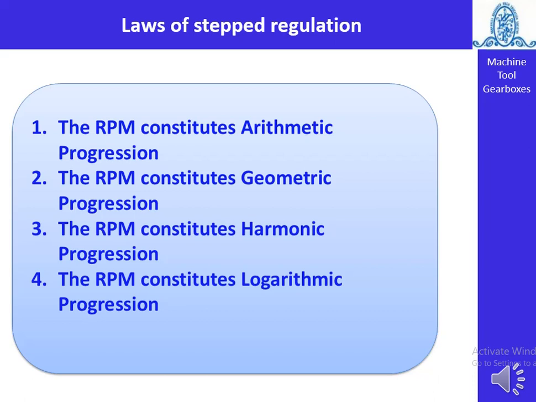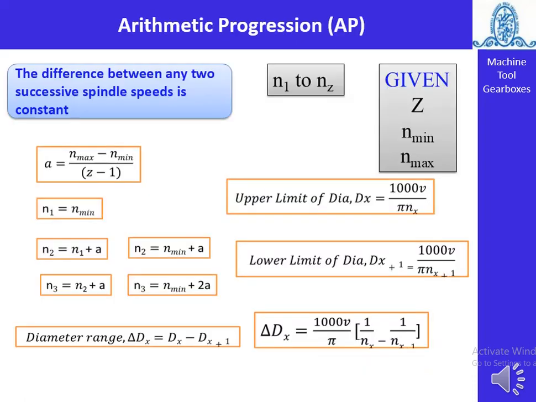So, the various laws of step regulation. There are 4 laws of step regulation in machine tool gearbox design. The first law is arithmetic progression, that is, the RPM constitutes an arithmetic progression. Then geometric progression, the third one is harmonic progression, and the fourth one is logarithmic progression. We'll see them one by one and which one is feasible while designing a machine tool gearbox. First is arithmetic progression.